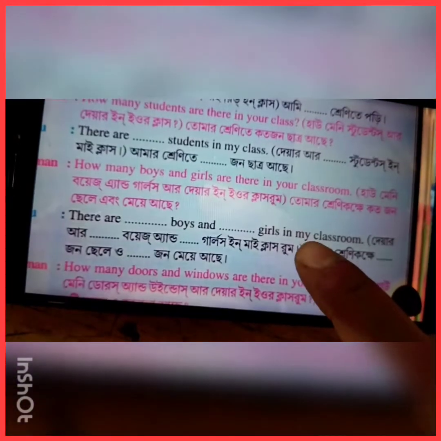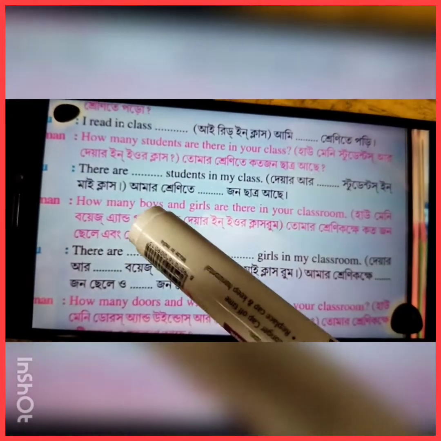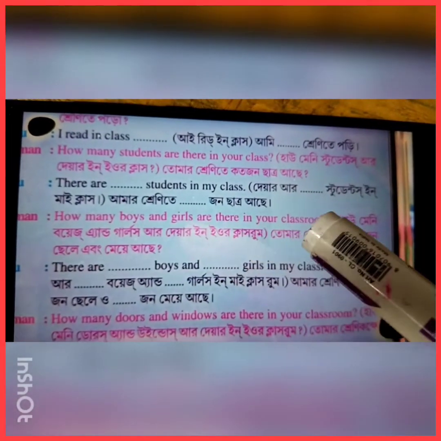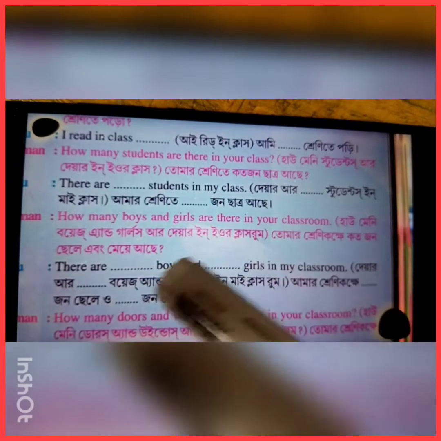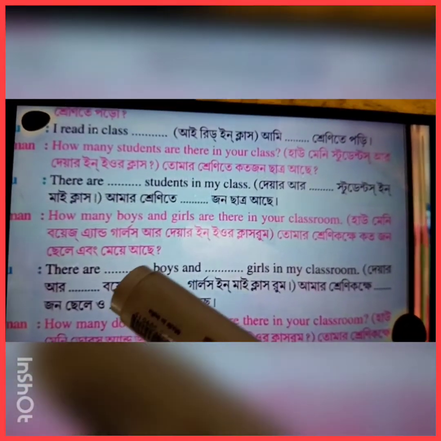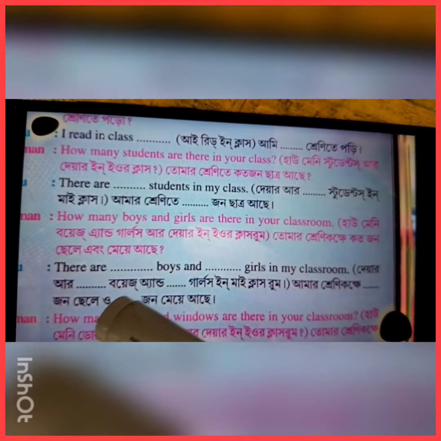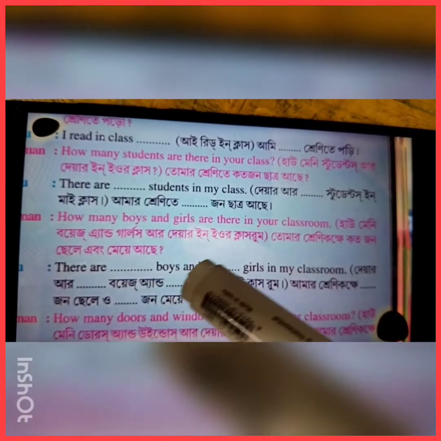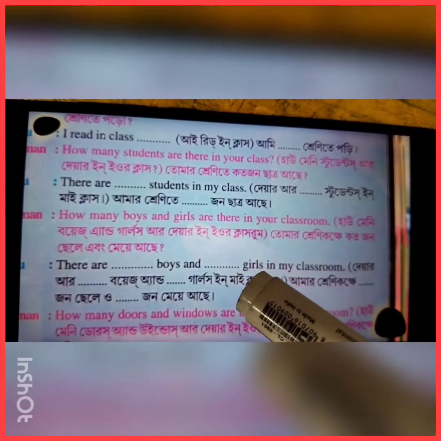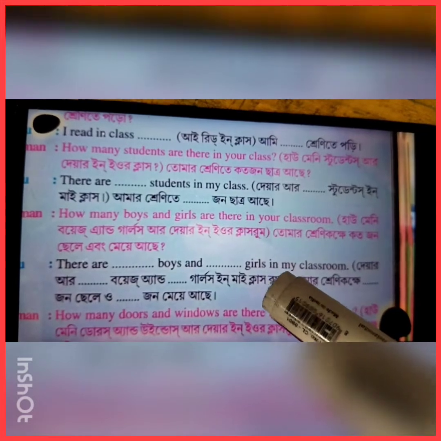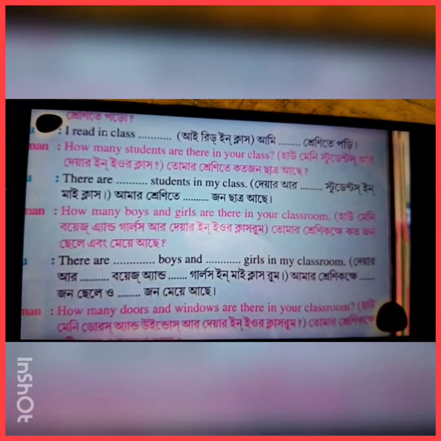Next, how many boys and girls are there in your classroom? There are 25. There are 15 boys and 25 girls in my classroom.